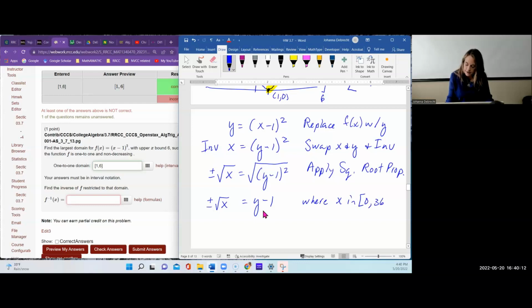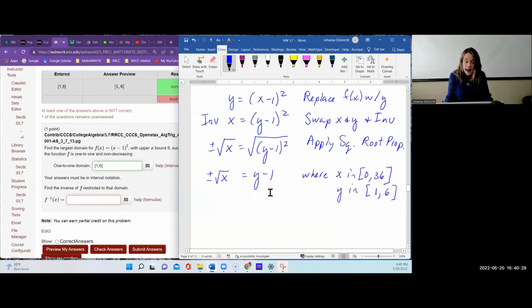The old y values become the new x values, and the old x values become the new y values. So y has to be between 1 and 6. Let's see what this does to that plus or minus. The next thing we're going to do is add the 1 to isolate the y. But don't forget about these restrictions that we're carrying along because of the restricted domain.